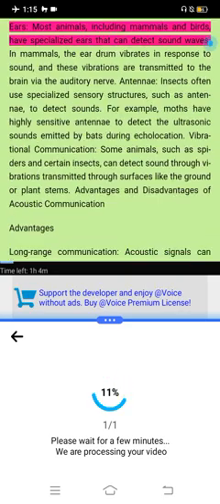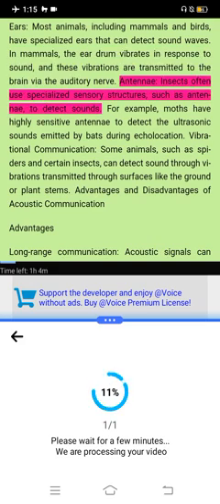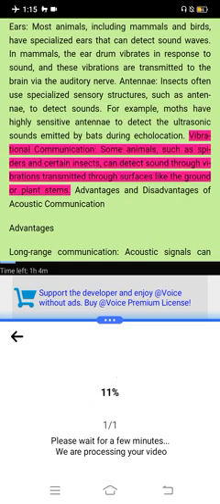Sound reception. Most animals, including mammals and birds, have specialized ears that can detect sound waves. In mammals, the eardrum vibrates in response to sound, and these vibrations are transmitted to the brain via the auditory nerve. Antennae. Insects often use specialized sensory structures, such as antennae, to detect sounds. For example, moths have highly sensitive antennae to detect the ultrasonic sounds emitted by bats during echolocation.